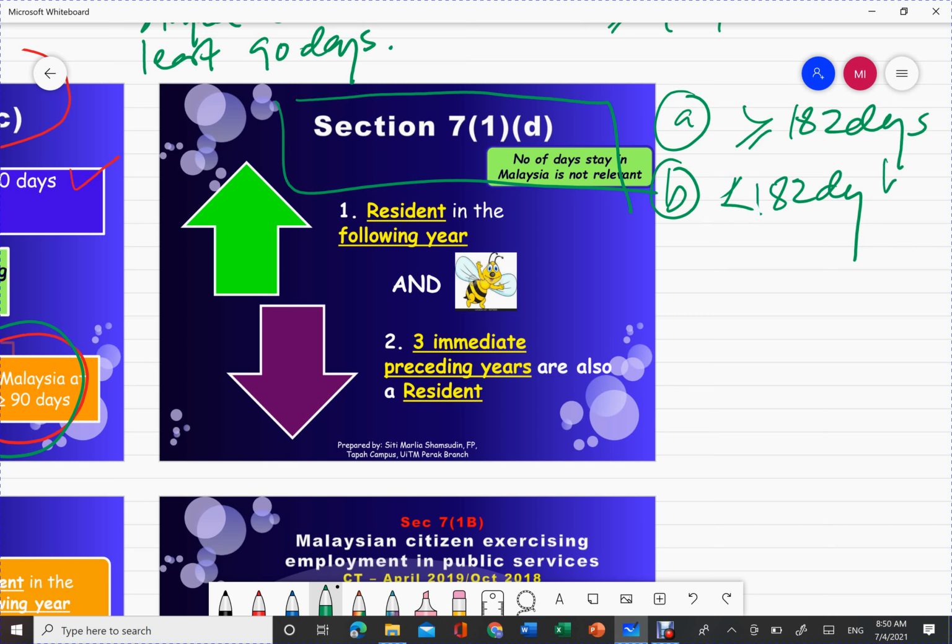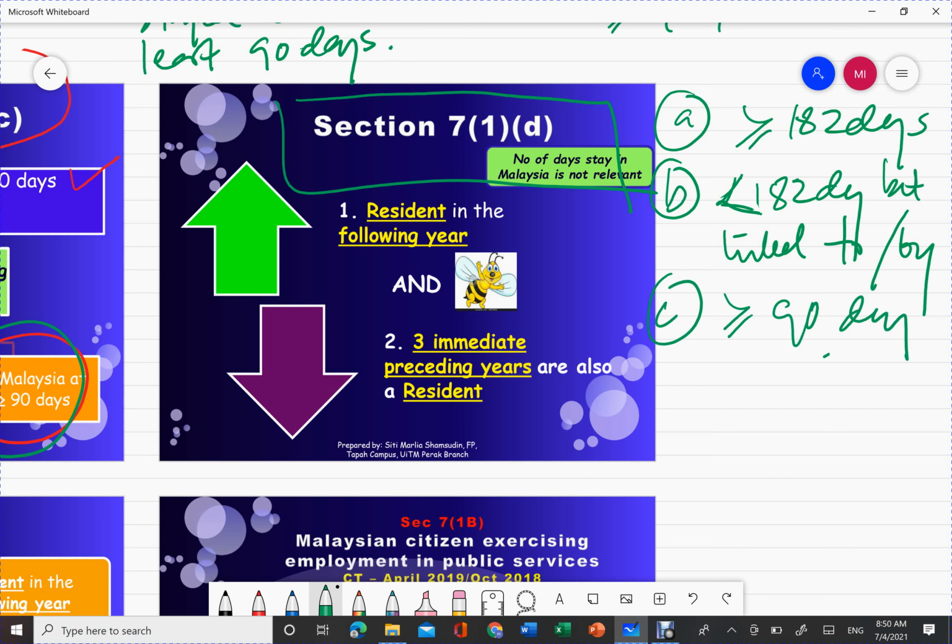Okay, but kita boleh link, either link to ataupun link by. Mesti duduk juga kat Malaysia at least 1 hari. C pula, that person must be in Malaysia at least minimum for 90 days. Lepas tu 3 out of 4 immediate preceding YA, sama ada resident ataupun stay in Malaysia for at least 90 days.